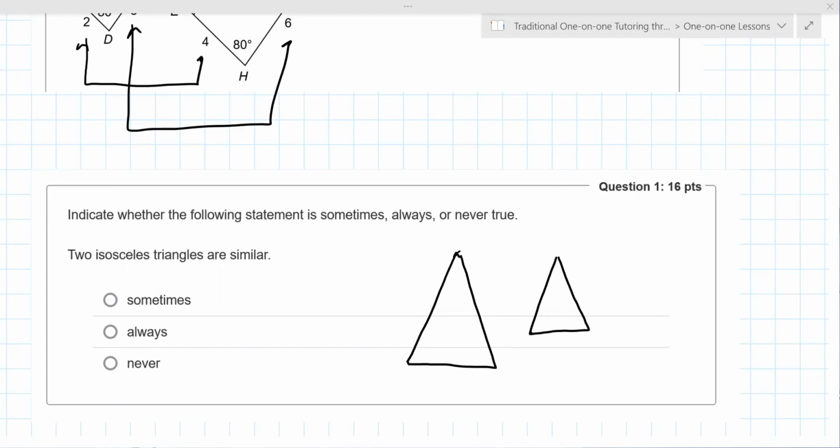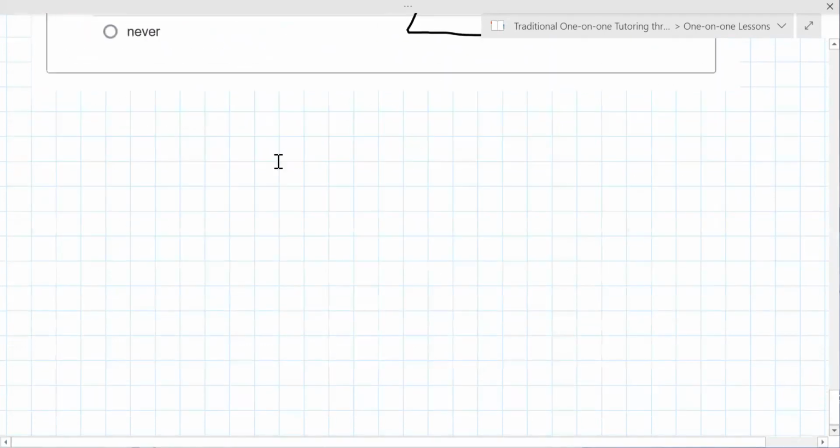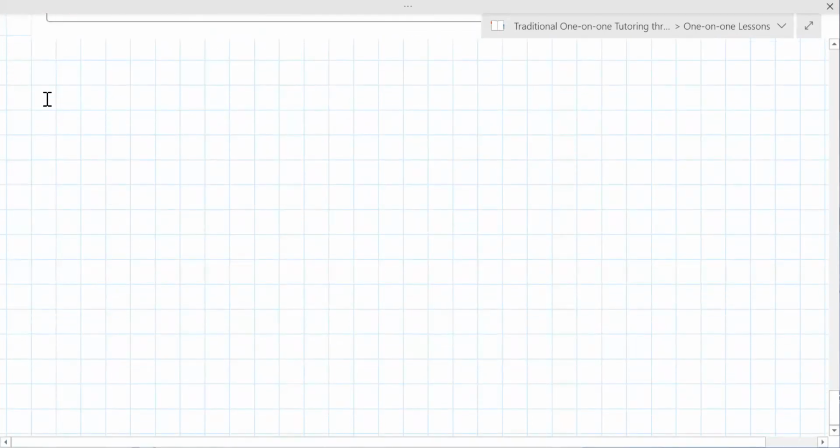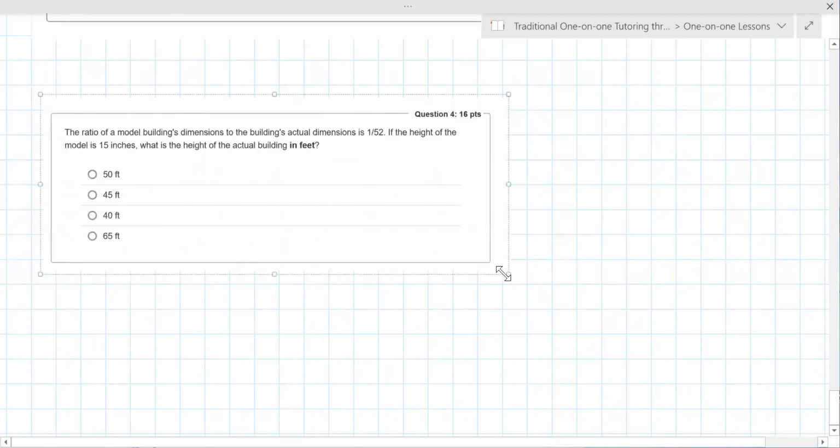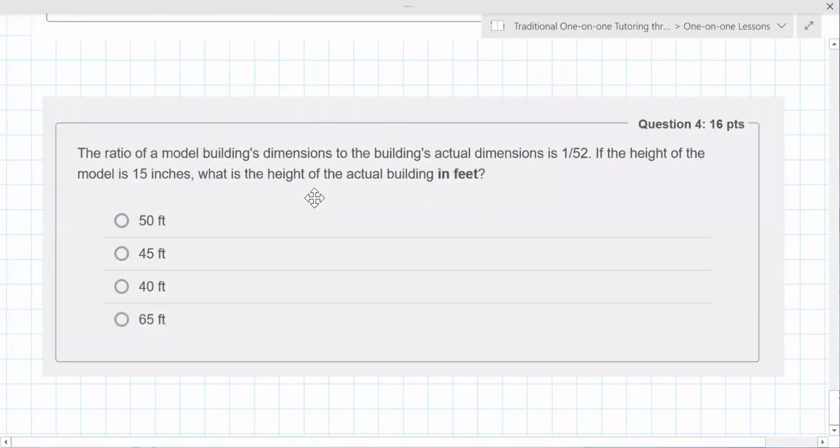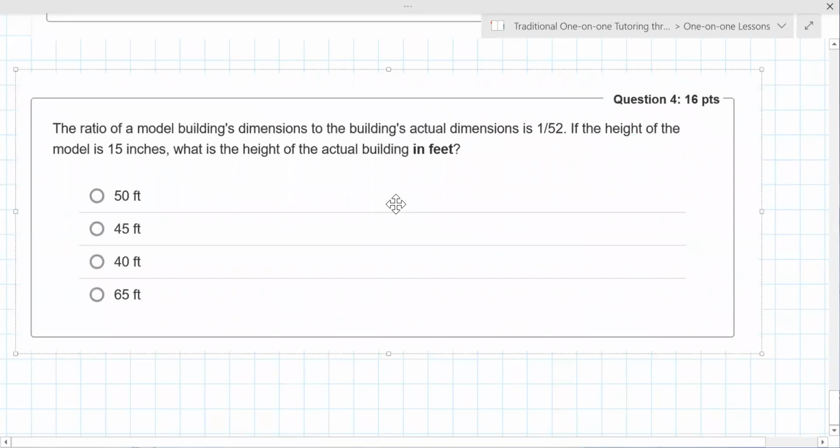Do you have an answer for me? I do not. Okay. So I want to move on to the next one. We'll come back to that. Okay. All right. So the ratio of the model's dimensions to the building's actual dimensions is 1 to 52.